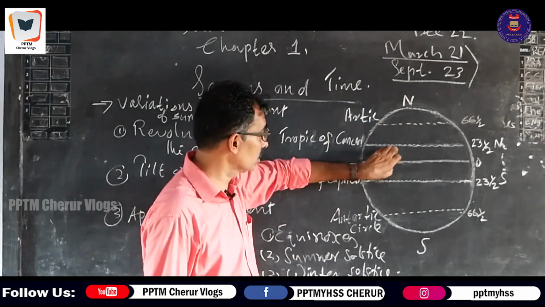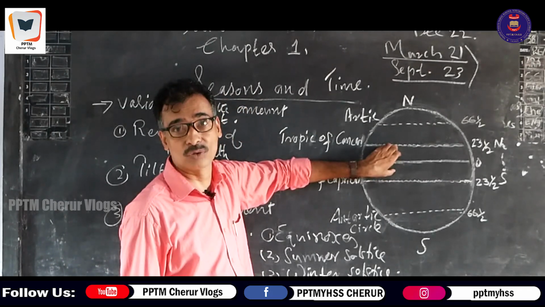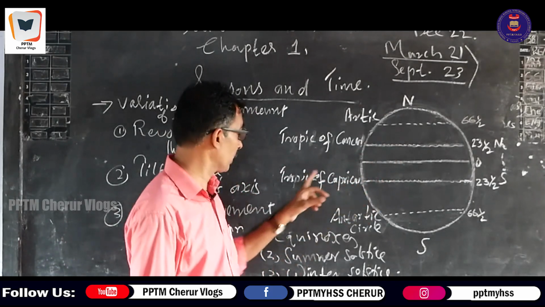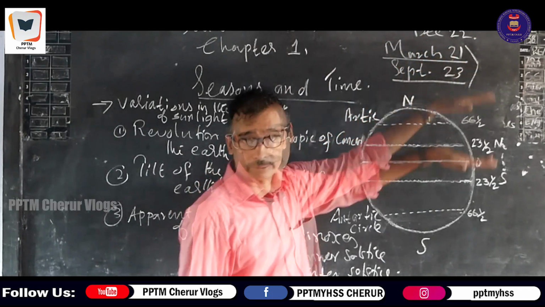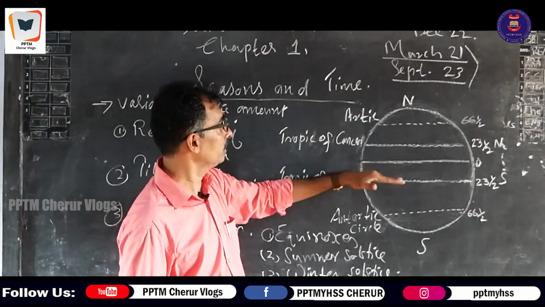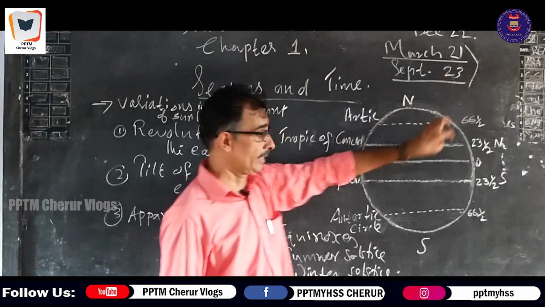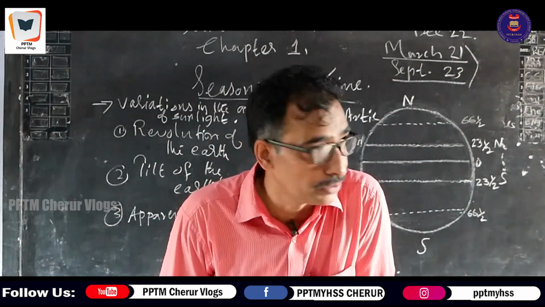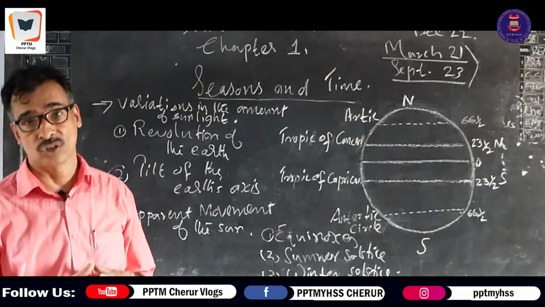On September 23, the position of the sun is above the equator. And then from the equator it moves towards the Tropic of Capricorn and reaches it on December 22nd, then returns. Then through December, January, February, on March 21st, it reaches again the equator. So these 2 dates, March 21st and September 23rd, are known as equinoxes.